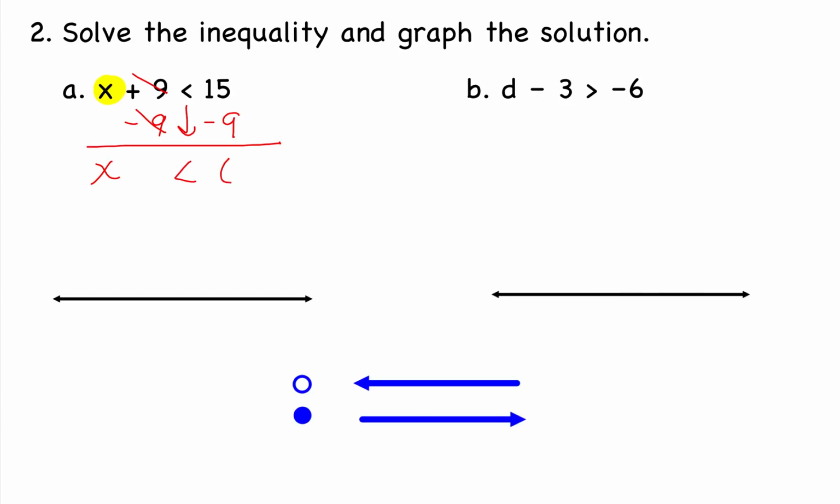15 minus 9 is 6. So this is my solution. Now I need to graph the solution. How does that graph? Well, I need the number 6 on my number line. I'll put the number 6 down here.